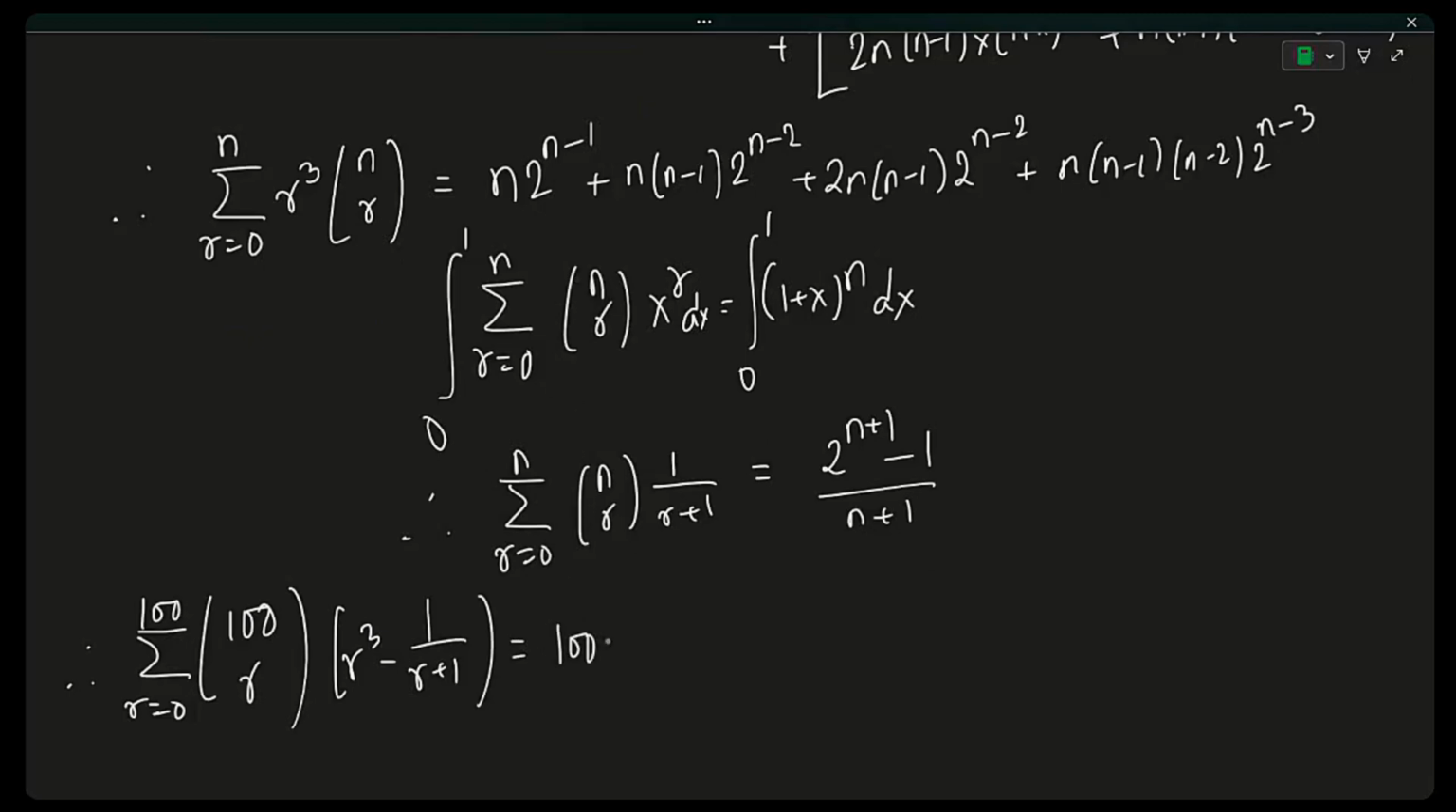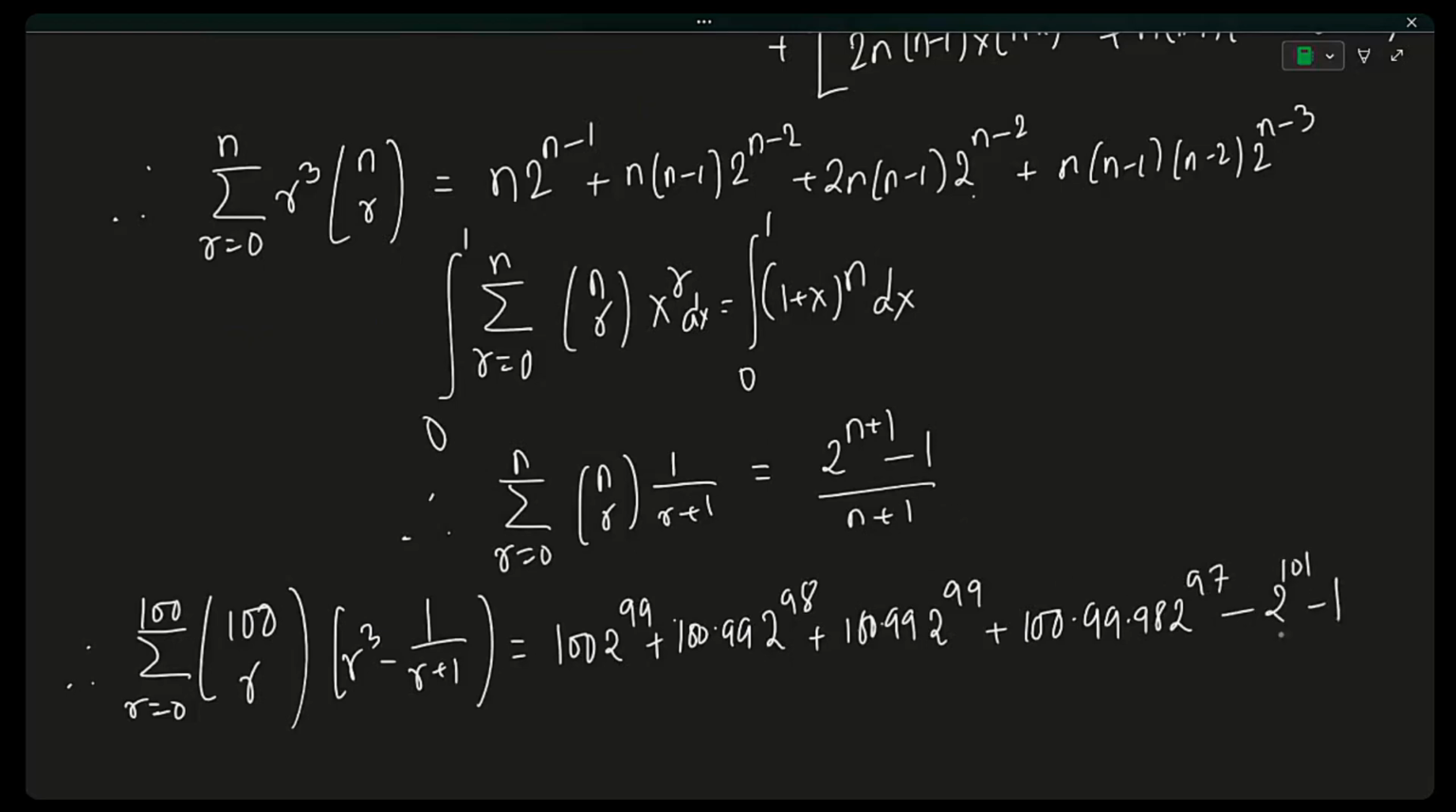So we get, I think, 100 into 2 to the power 99 plus 100 into 99 into 2 to the power 98 plus 2 to the power n minus 1. This also is 2 to the power n minus 1. So 100 into 99 into 2 to the power 99 plus 100 into 99 into 98 into 2 to the power 97 minus this thing, which is 2 to the power 101 minus 1 by 101. This is going to be your required answer.